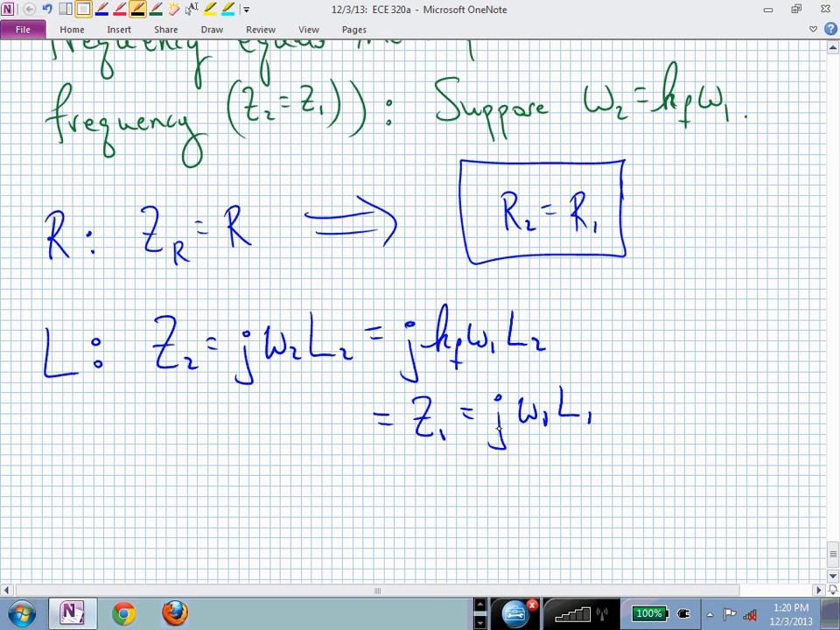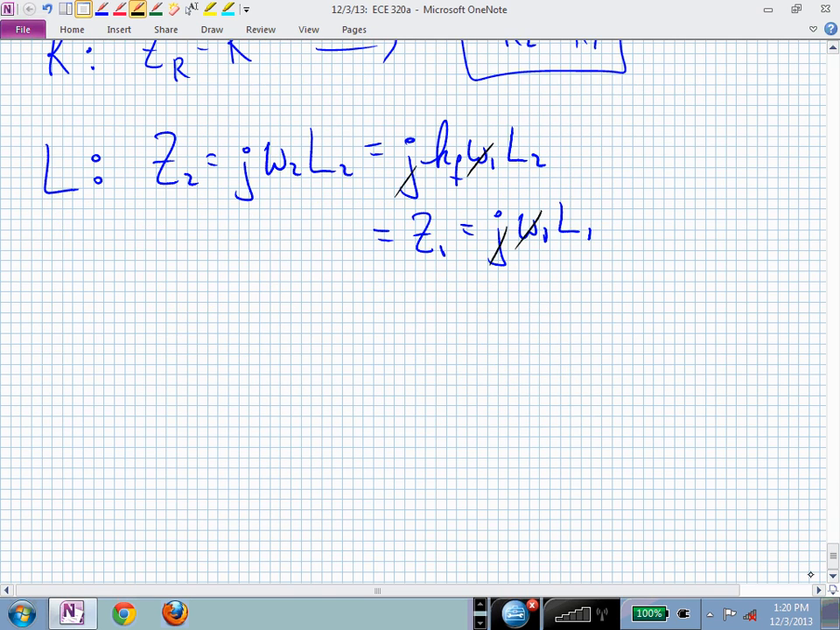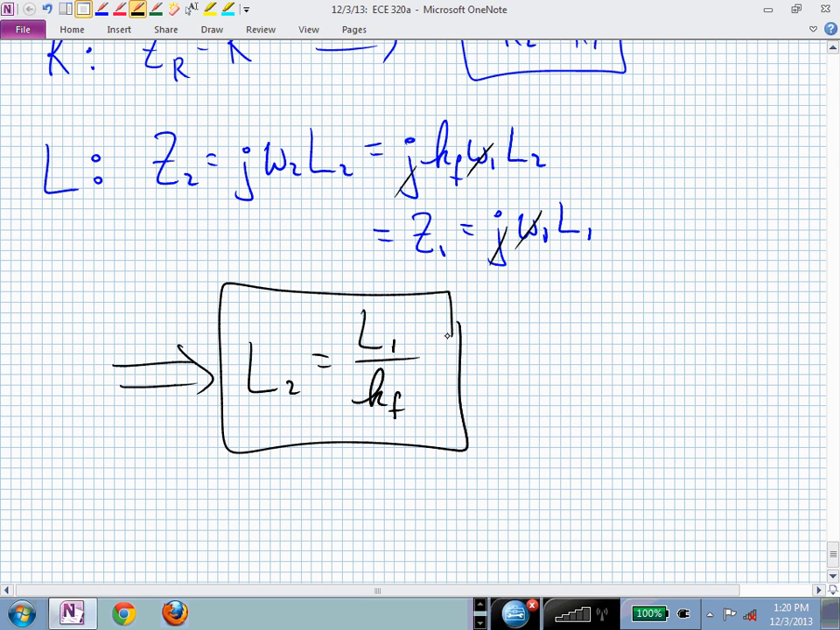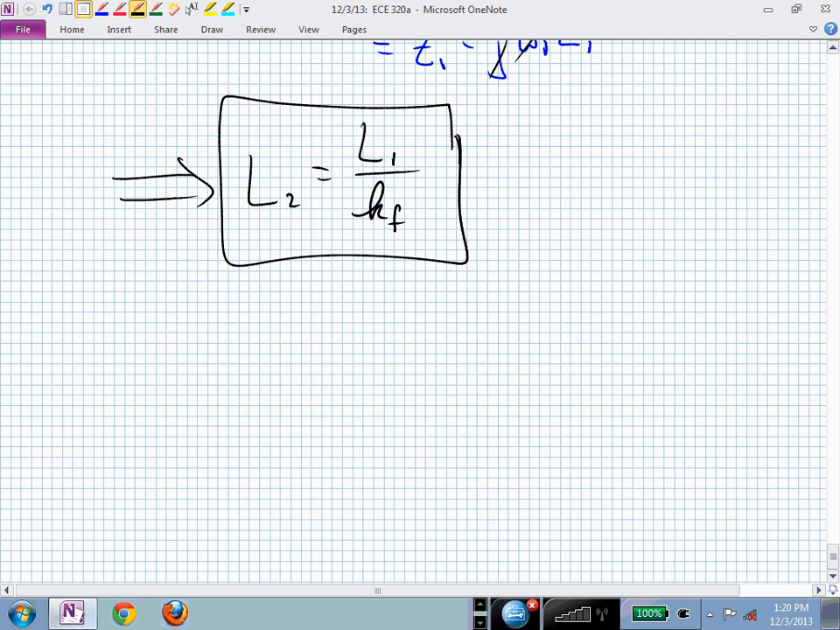And now if I equate these two, the j's can cancel, the omega sub 1's can cancel, and now I can see that for frequency scaling, L sub 2 is going to be L1 divided by k sub f. So my final inductor's value will be the initial value divided by the frequency scaling. And if my frequency scaling was 200, then my final inductor is 200 times smaller than my initial one.